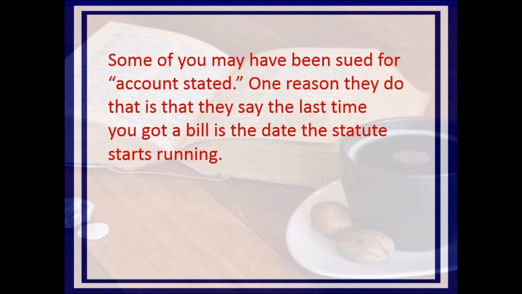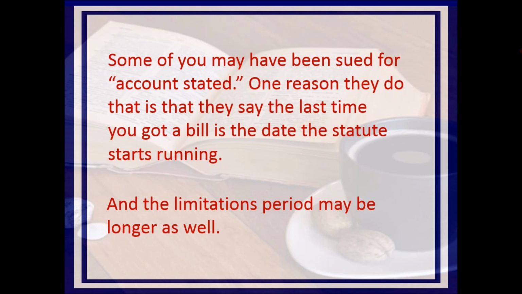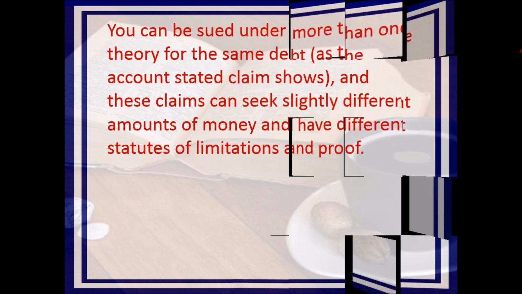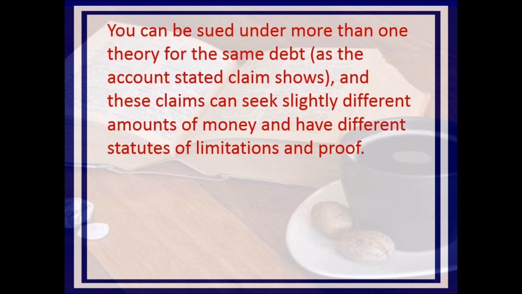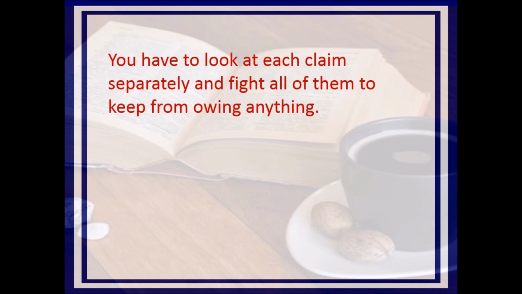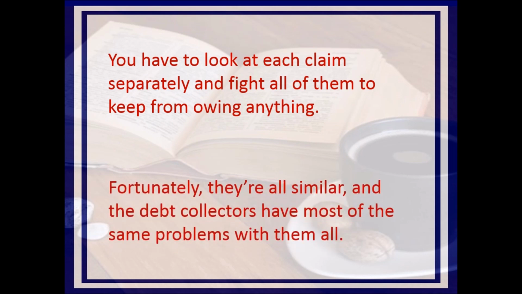Some of you may have been sued for accounts stated. One reason they do that is they say the last time you got a bill is the date the statute starts running. And the limitations may be longer as well. You can be sued under more than one theory for the same debt, as the account stated claim shows. And these claims can seek slightly different amounts of money and have different statutes of limitation and proof. You have to look at each claim separately and fight all of them to keep from owing anything. Fortunately, they're all similar, and the debt collectors have most of the same problems with all of them.